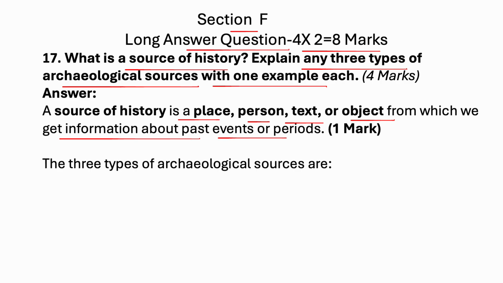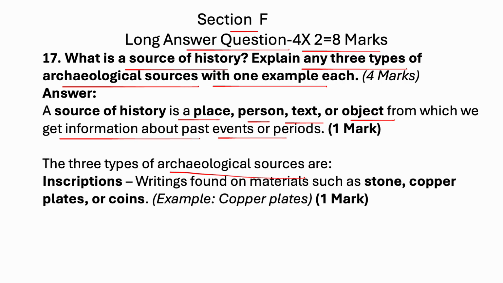The 3 types of archaeological sources are: first one, inscriptions. Writings found on materials such as stone, copper plates or coins. Example, copper plates. So inscriptions are writings carved on hard materials. They provide information about kings, rulers, laws, religion, etc. Examples, copper plates, coins, etc.